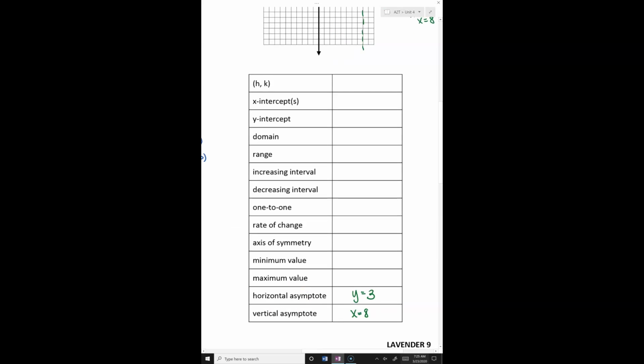And this is for reciprocal functions only. As we get to more rational functions, that will not apply, okay? So the horizontal asymptote is always y equals k, and the vertical is x equals h. Nice job if you saw that.